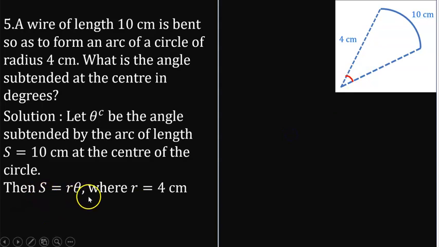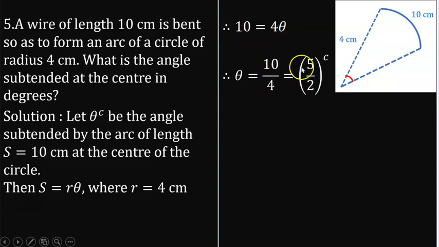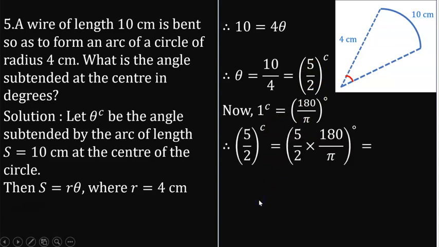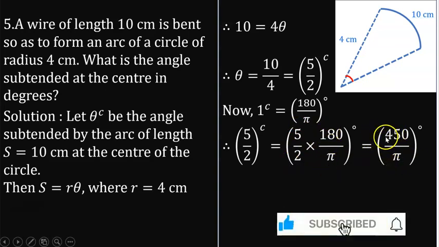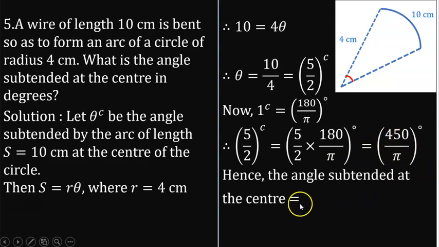Then S is equal to R theta, where R is equal to 4 centimeter. Therefore, here 10 is equal to the value of S, 10 is equal to 4 into theta. Therefore, theta is equal to 10 by 4, and that's nothing but 5 by 2 after simplification, 5 by 2 radian. Now convert this radian to the degree. Multiply 5 by 2 radian by 180 upon pi. Then after simplification you will get here 450 upon pi degree, and hence the angle subtended at the center by this arc is 450 upon pi degree.